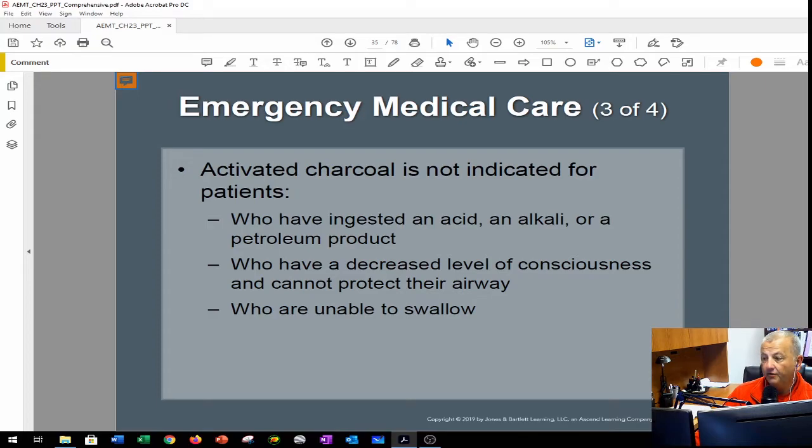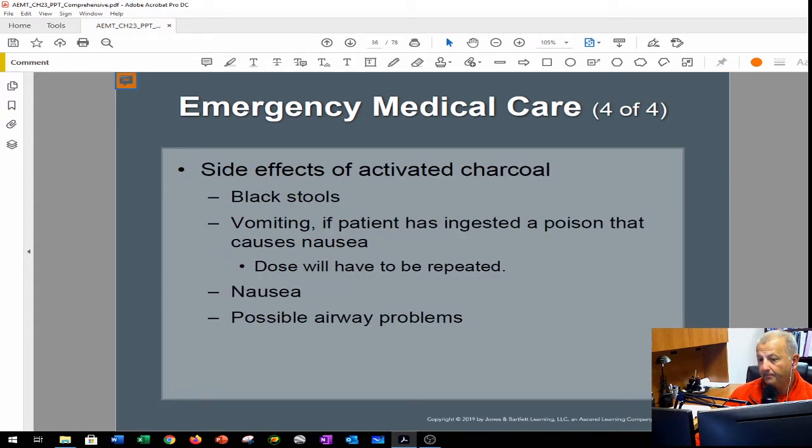I would know the dose of activated charcoal, especially for the registry: 25 to 50 grams for adults, 12.5 to 25 grams for children. Know the side effects of activated charcoal.